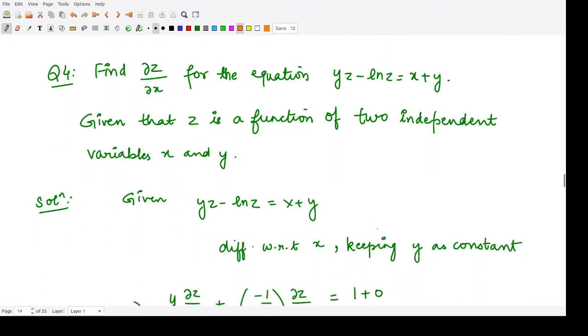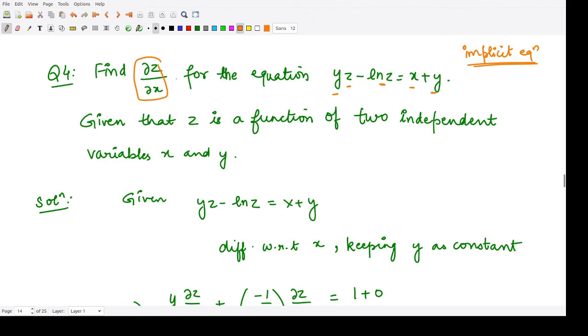So next we will calculate this for the equation yz minus log of z is equal to x plus y. So here in this case we will calculate the partial derivative of z with respect to x. Here in this example we have some implicit equation. Implicit equation means the variables are mixed up so badly that you cannot separate them. So y, z, log z, x and y. So this is an implicit equation, and you cannot write z in terms of x and y very easily.